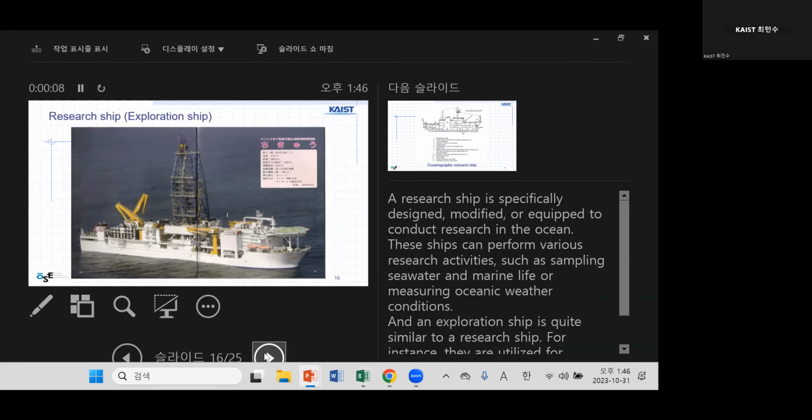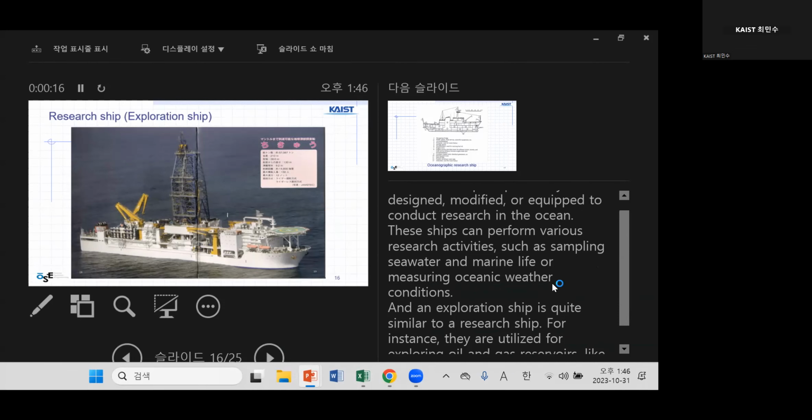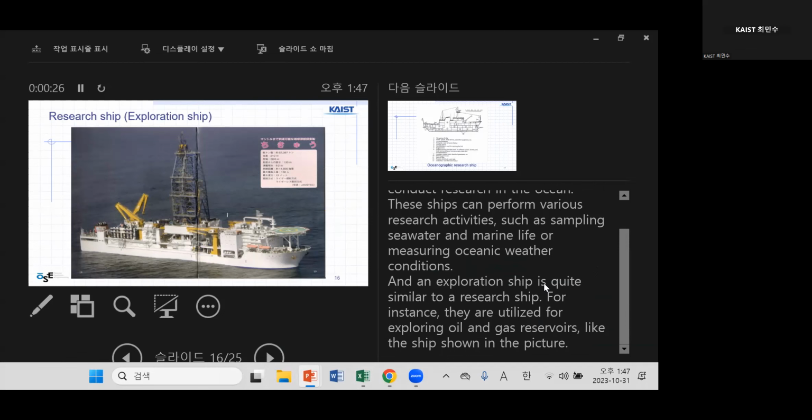Next, our research ship is specifically designed, modified or equipped to conduct research in the ocean. So these ships can perform various research activities such as sampling seawater and marine life or measuring oceanic weather conditions. And a polarization ship is quite similar to a research ship. For instance, they are utilized for exploring oil and gas reservoirs like this ship shown in this picture.